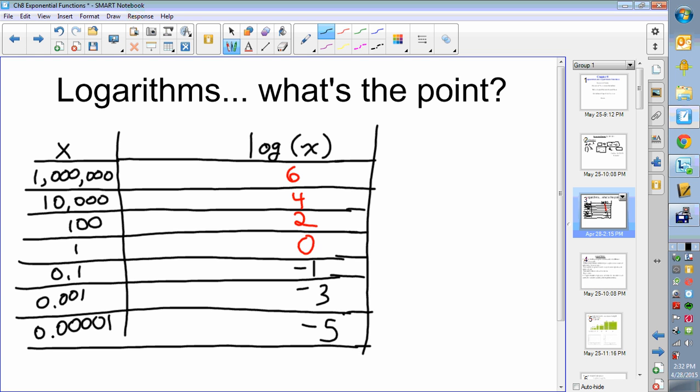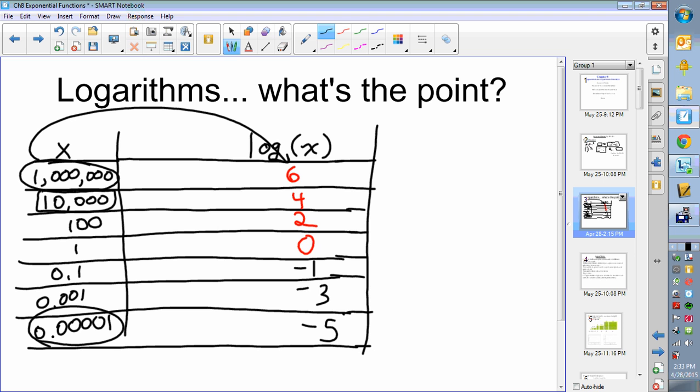So it looks to me what the point of the logarithm is, or one of the functions of the logarithm, is to take numbers that are very large and change them into numbers that are much more reasonable. Changing 1 million into 6. Changing 10,000 into 4. Changing 100 into 2. 1 into 0 is not a big change. But then taking these exceedingly small numbers and also making them manageable.